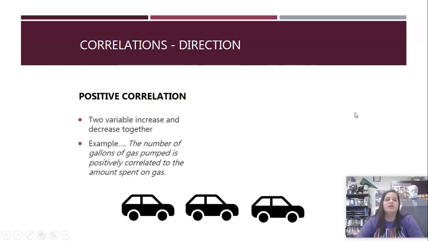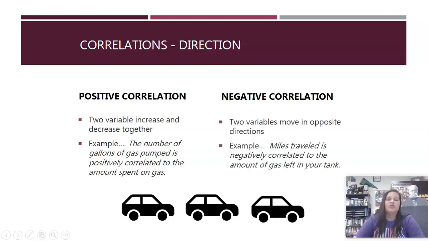So, for example, in a positive correlation, two variables will increase or decrease together. So they're moving in the same direction. It could be decreasing, but they're both going in the same direction. For example, the number of gallons of gas pumped is positively correlated to the amount spent on gas. The more gas you pump, the more money you'll spend. The less gas you pump, the less money you'll spend. That's a positive correlation. In a negative correlation, the two variables move in opposite directions.